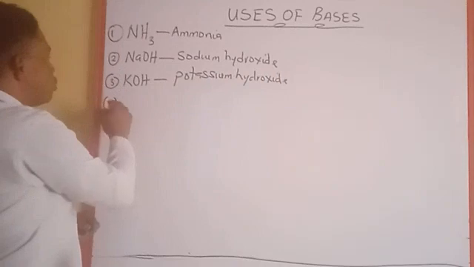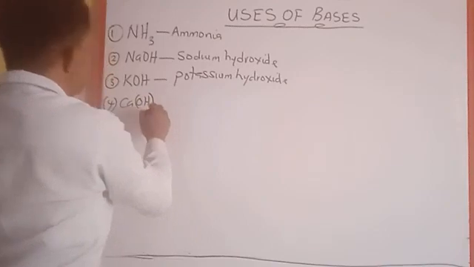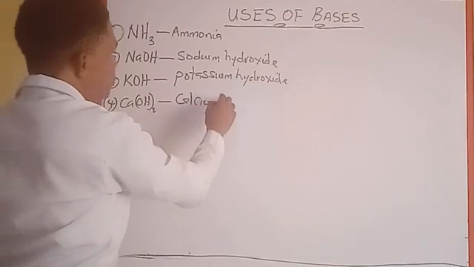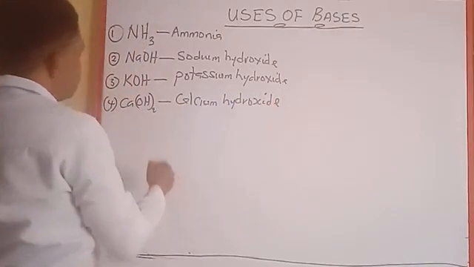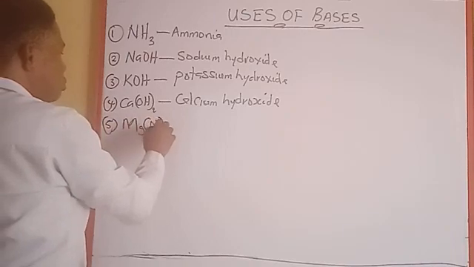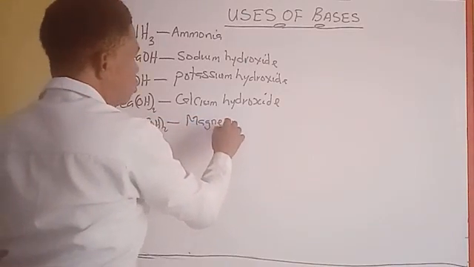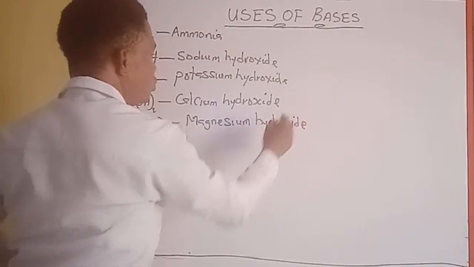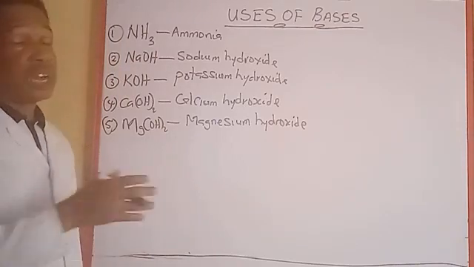Then number 4, I can say calcium hydroxide. Magnesium also. Magnesium hydroxide is a base. These are all bases. All these substances can be categorized as what? As bases. Now let's look at the uses of each of these bases.